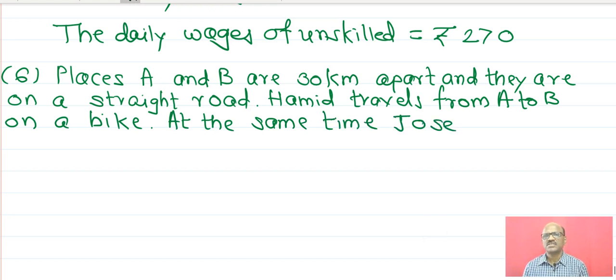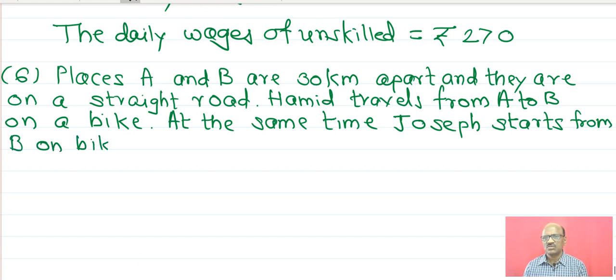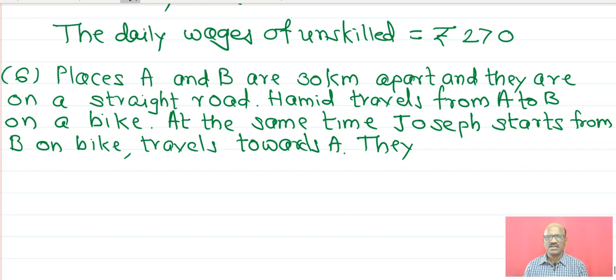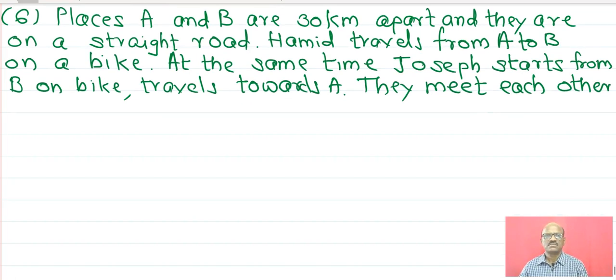And at the same time, म्हणजे डिस्टन्स A आणि B, एका प्लेसचा डिस्टन्स A आणि B, दोन टोकांमधलं अंतर दिले. एका वेळेस A या ठिकाणापासून हमीद B कडे जातो आणि त्याच वेळेस B हा A कडे जातो. Both of them are in opposite direction. At the same time, Joseph starts from the B on bike and travels towards A. They meet each other after 20 minutes.